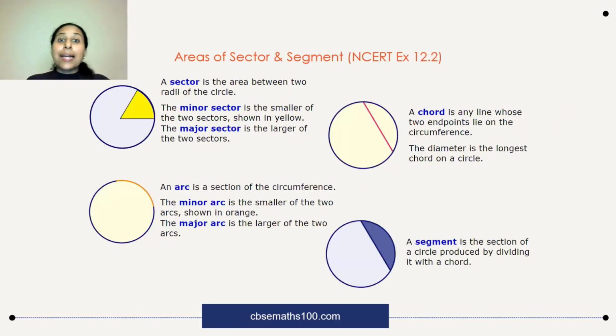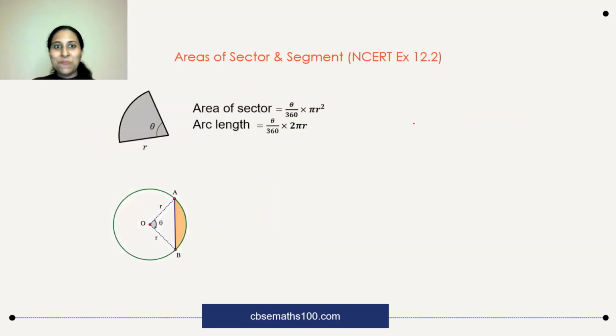Next, sector, segment, all these parts of the circle you need to understand. Please go through this. You can pause the video over here, read through this, understand what is the meaning of minor sector, minor arc, major arc, chord, segment. The definitions of all this, recognizing these parts in the circle is very important. Okay. Now let's discuss the formulae.